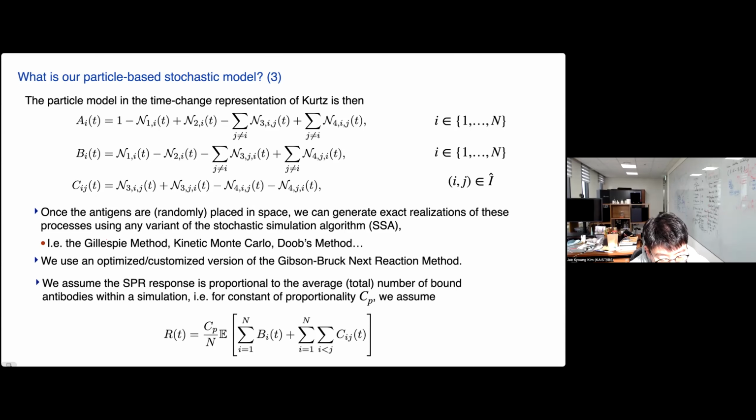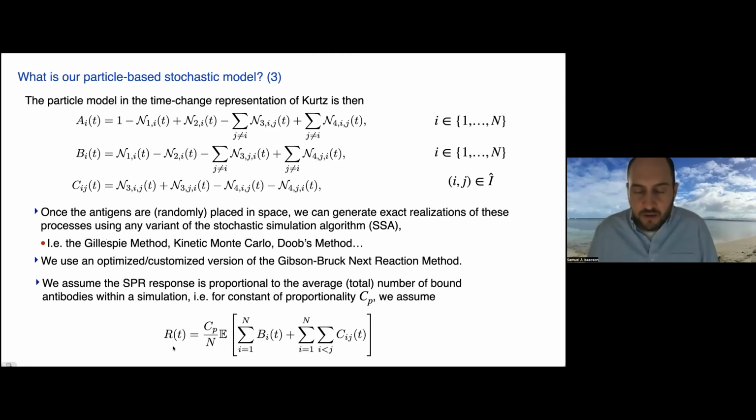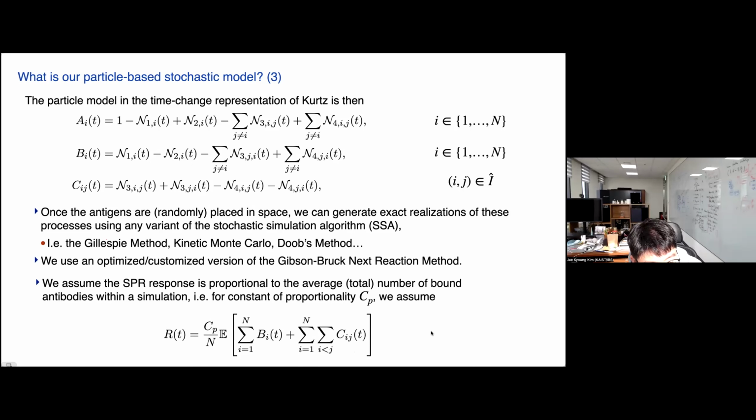Basically the way we model the SPR response is we sum up all the singly bound antibody states and all the doubly bound antibody states to get the total number of antibodies bound at the surface. We take their average, and we assume that that's proportional to the SPR response. Here we do a normalization by the number of antigen, but that's arbitrary. We could have absorbed that into that unknown constant.